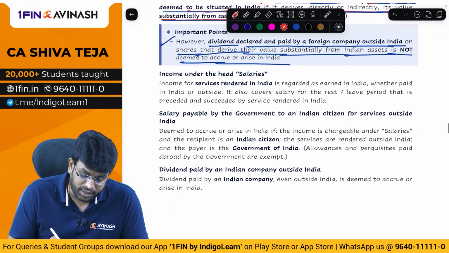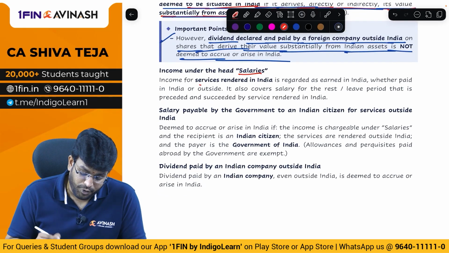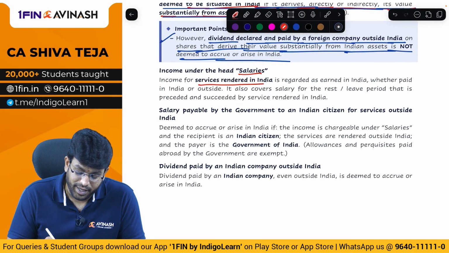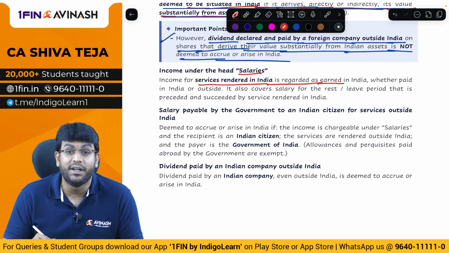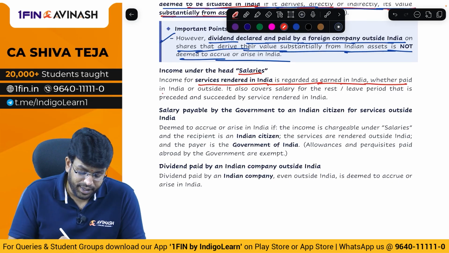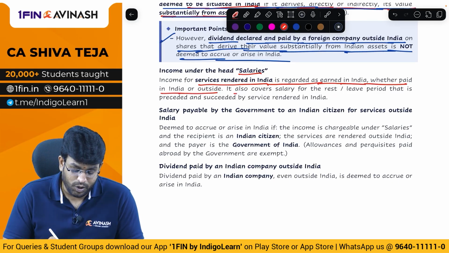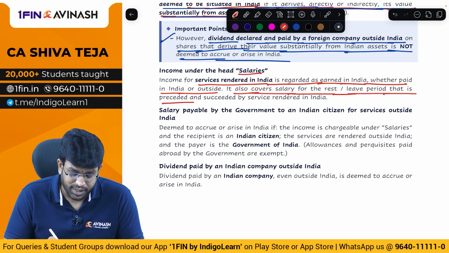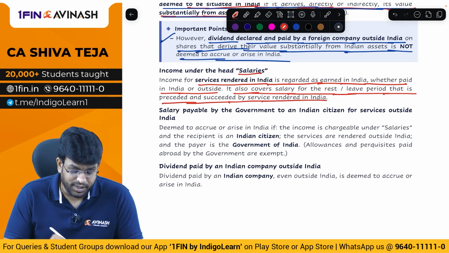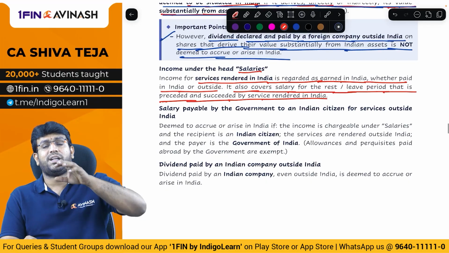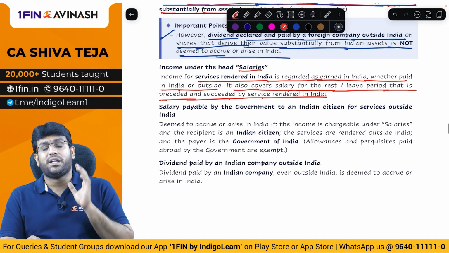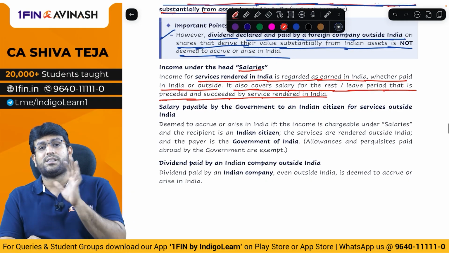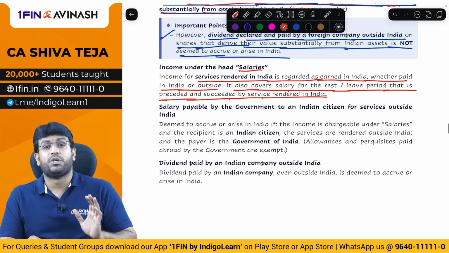Next, income under the head salaries. Income for services rendered in India is regarded as earned in India, whether paid in India or outside India. It also covers salary for the rest or leave period that is preceded and succeeded by service rendered in India. Sir, once service is rendered in India, definitely that income is deemed to accrue or arise in India. There is no second thought about it.